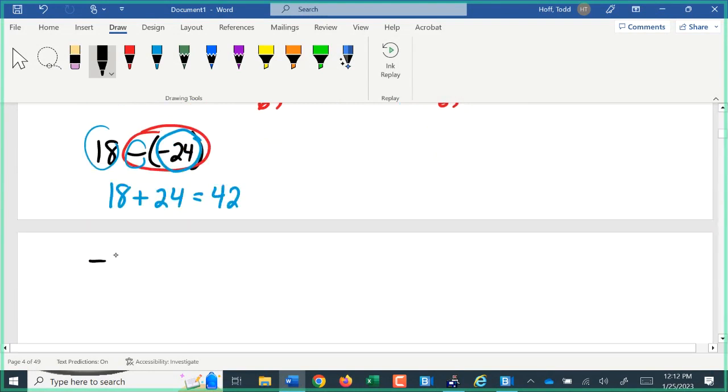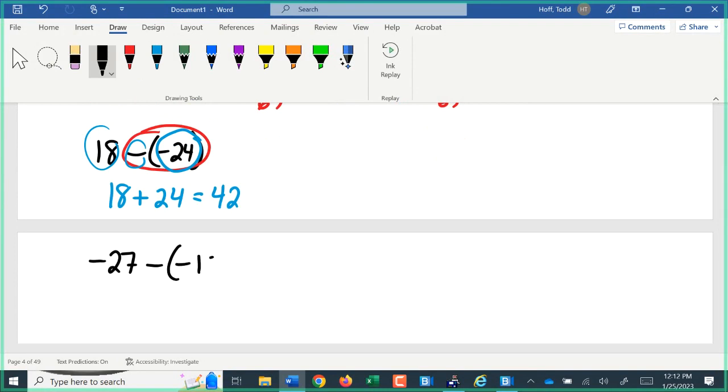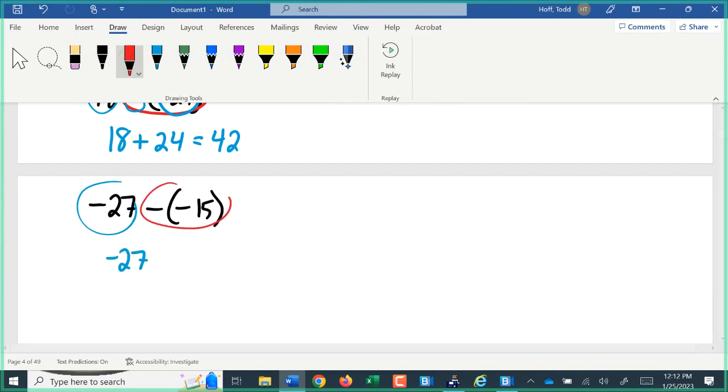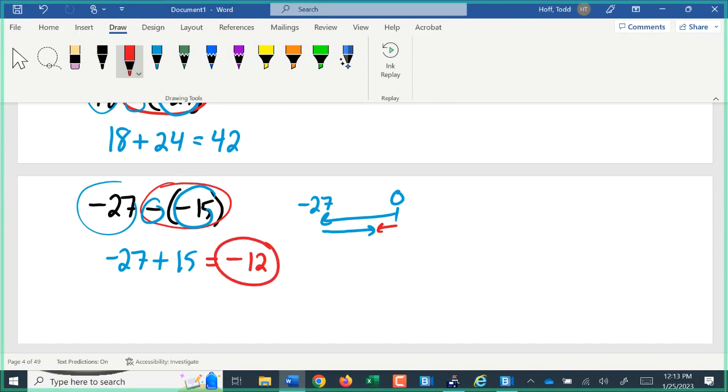Or we can run into negative 27 minus a negative 15. So same thing, the negative 27 does not change. Subtraction operates on the number coming after it. So we're going to add. The opposite of negative 15 is positive 15. So in our vector picture, we have negative 27. Positive 15 goes the other direction, but it's shorter. So we stop short of 0, and we stay on the negative side. They go opposite directions, so we're looking at the difference between the lengths, which is 12, negative 12.